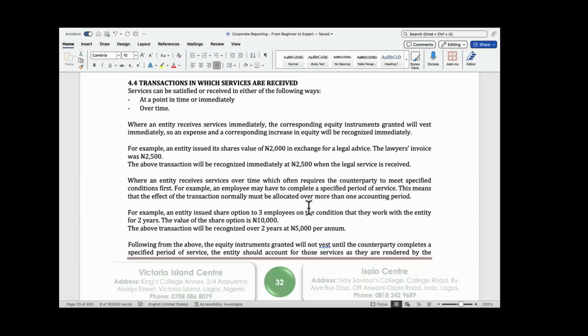with us. So if you have promised the employee that you will issue him shares, of course, there will be vesting conditions. If he stays with you for 3 years or for 4 years, how do you then recognize that? I explained to you last week that you would not wait until the expiration of that period, which is the vesting date, before you recognize that share-based payment. You are going to recognize it over the period the service is received.